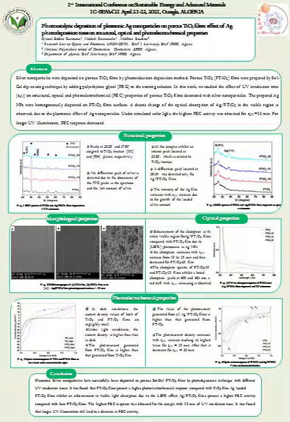In this work, silver nanoparticles were deposited on porous TiO2 films by photodeposition technique. Porous TiO2 films were prepared by adding polyethylene glycol to the starting solution. In this work, we studied the effect of UV irradiation time used for the photodeposition of silver on structural, optical, and photoelectrochemical properties of porous TiO2 films decorated with silver nanoparticles.